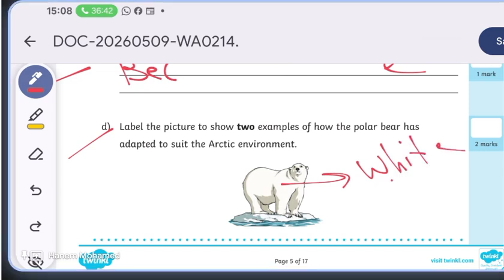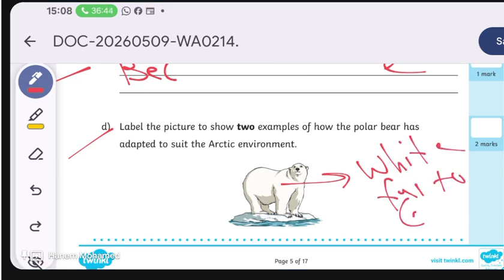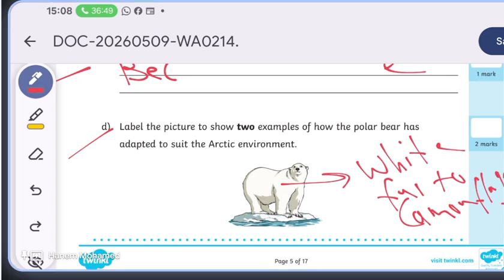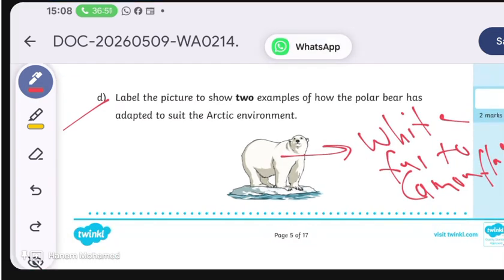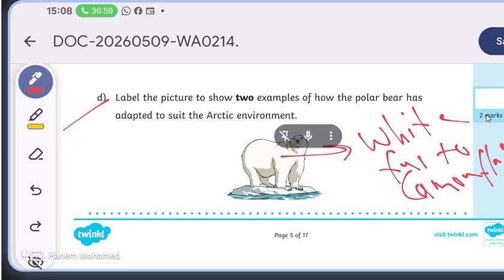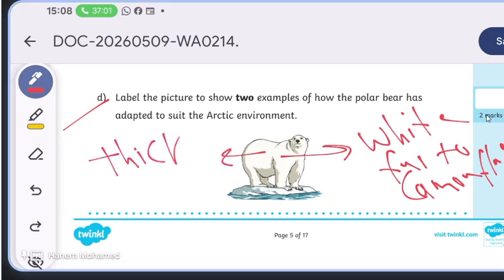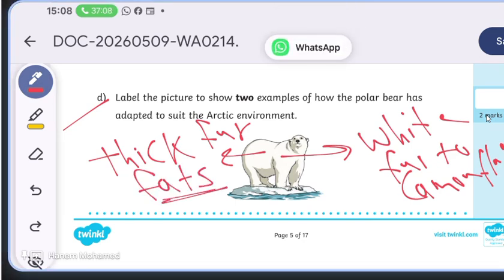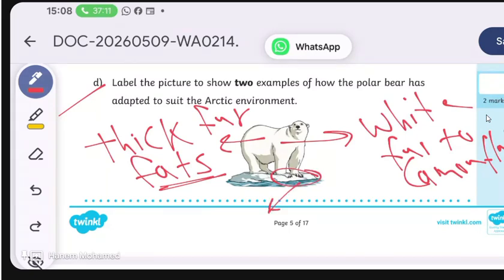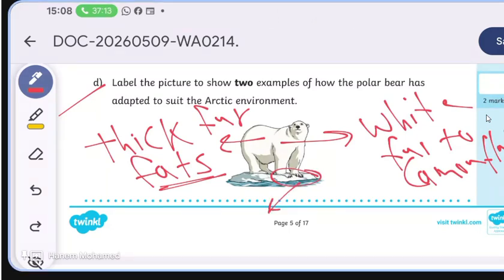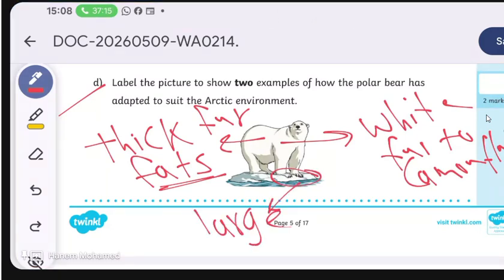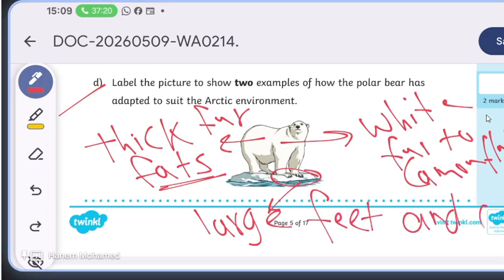What else? What about the nose? We can see thick fur. What else? Blubber or thick fats. Why? To keep it warm. What else? Where are the teeth? I mean, claws. They have large feet and claws, not to sink in the snow.